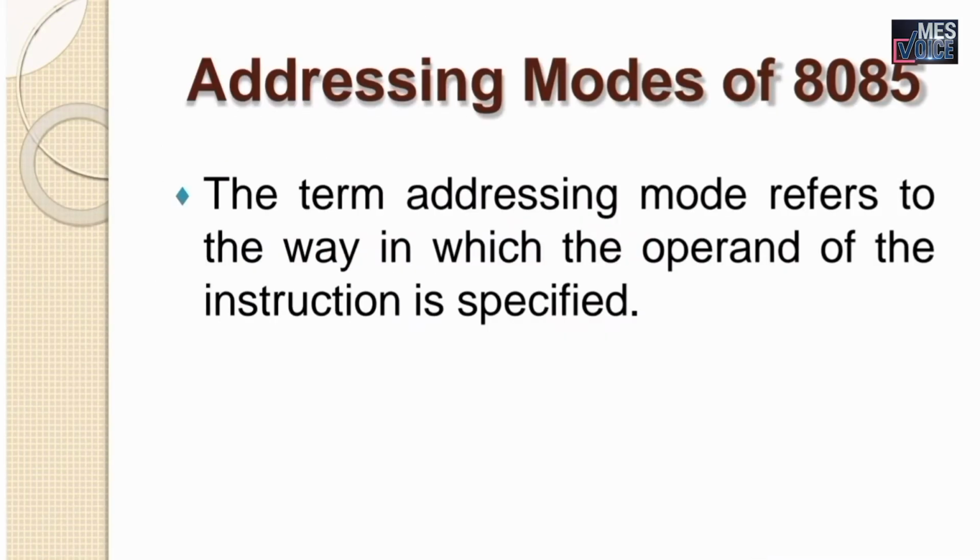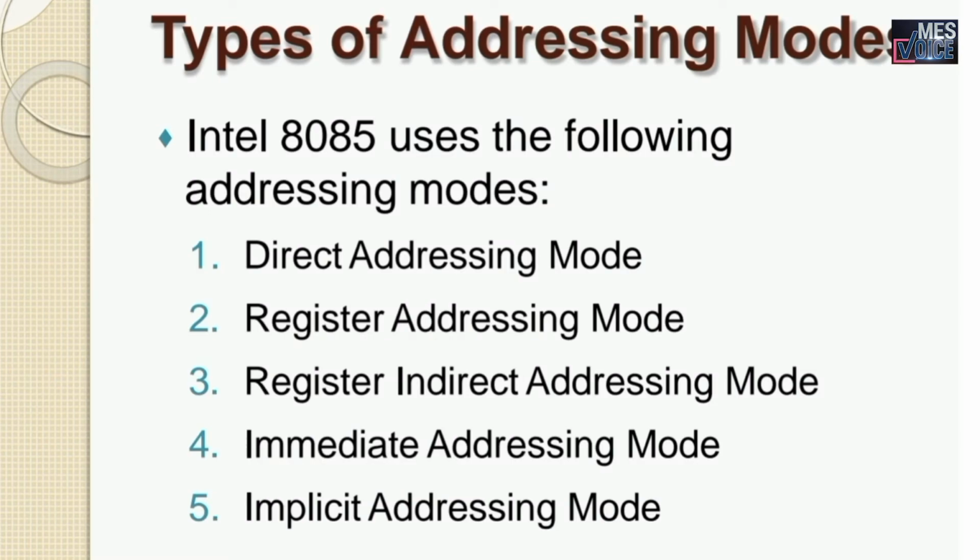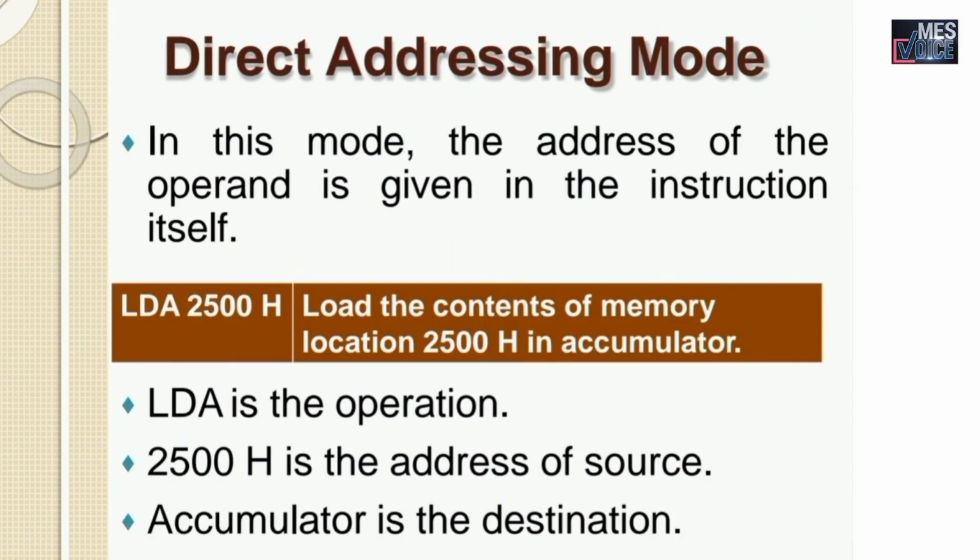Now we are moving on to the addressing modes of 8085. Each instruction requires certain data or operand to operate on. The format for specifying the operand of an instruction is called addressing mode. There are different types of addressing mode and they include direct addressing mode, register addressing mode, register indirect addressing mode, immediate mode and implicit mode. First one is direct addressing mode.